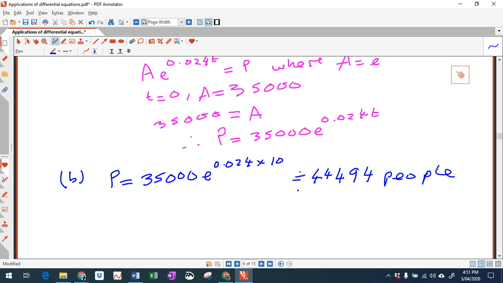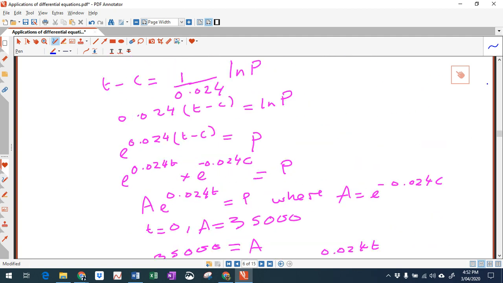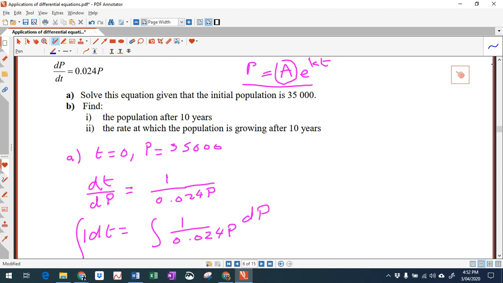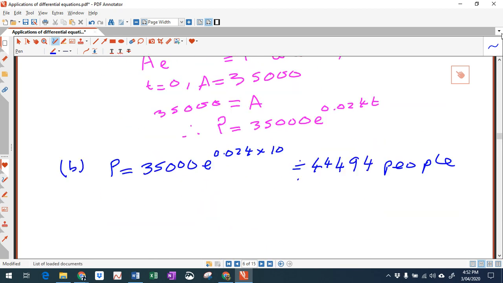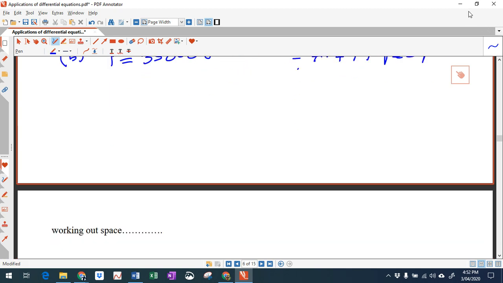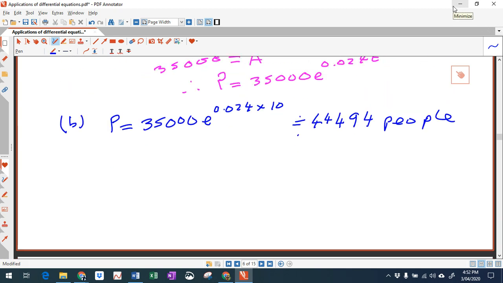Now looking at part C. Okay, part C. All right, that was part 1. So actually part 2. Part 2 says find the rate at which the population is growing after 10 years. So if you call this part 1, now we're going to use the differential equation for this. Now for part 2 there, I need to know what the population is after 10 years, which I've just worked out here, approximately.